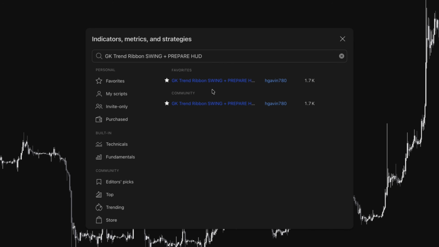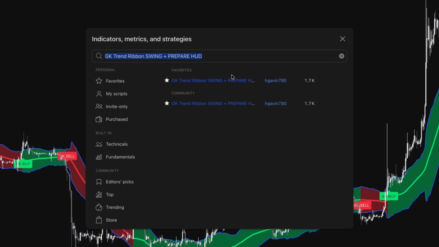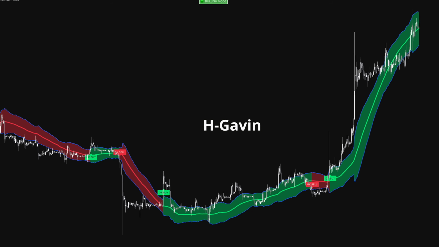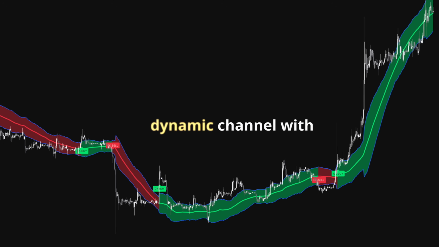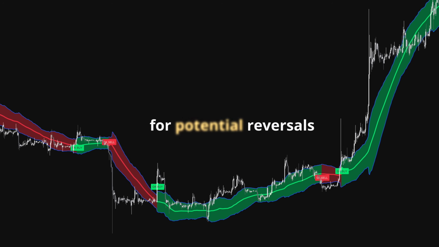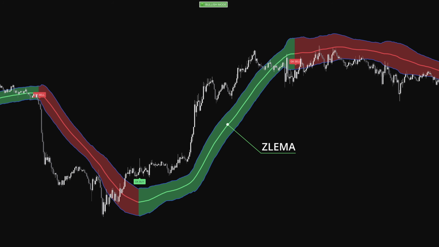GK Trend Ribbon. Swing Plus, Prepare, HUD. Gavin780 created this trend-following system, combining a dynamic channel with early warning signals for potential reversals. The core uses a zero-lag EMA at its center, with upper and lower bands calculated using ATR multiplication.